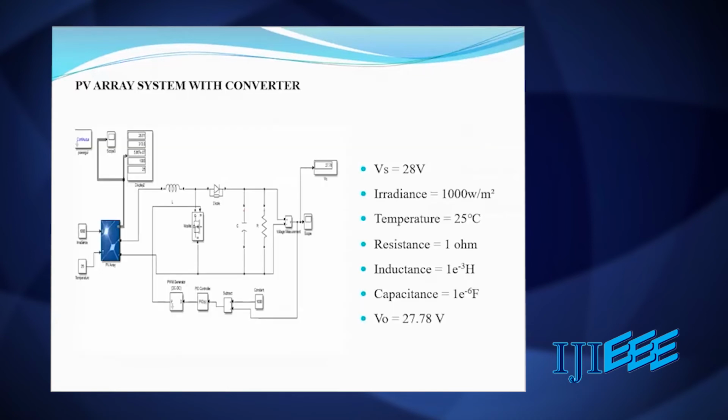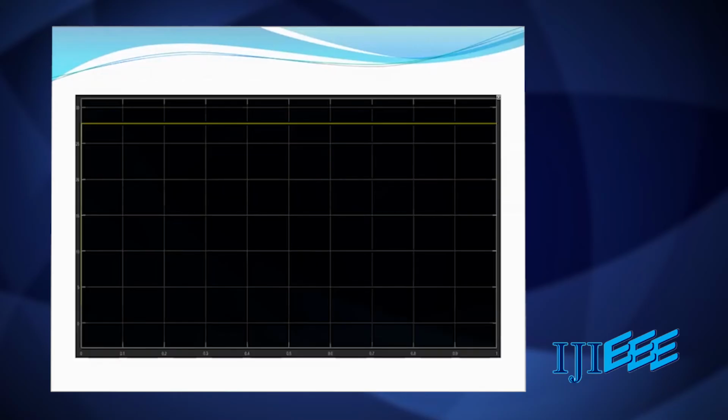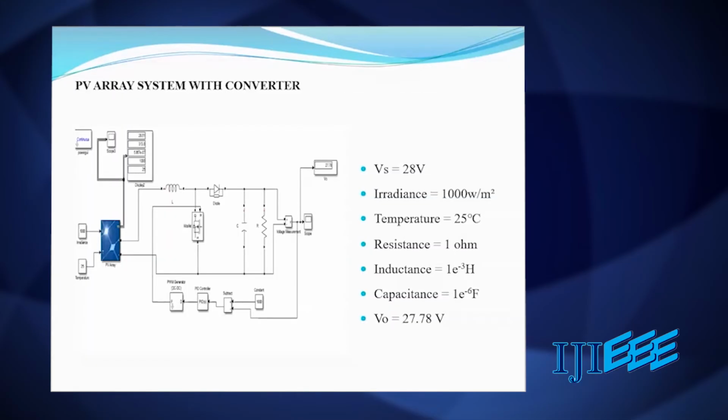And in this system, we are considering photovoltaic generation with the converter, a DC to DC boost converter. So we can get the perfect DC output. This is the DC output with no variations. With a voltage source of 28 volts at the input, we got 27.78 volts at the output.